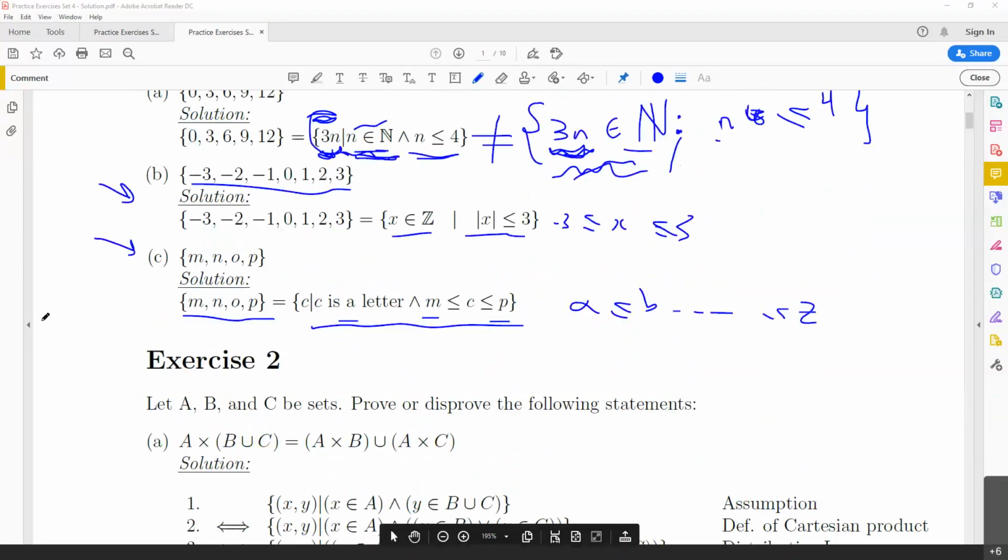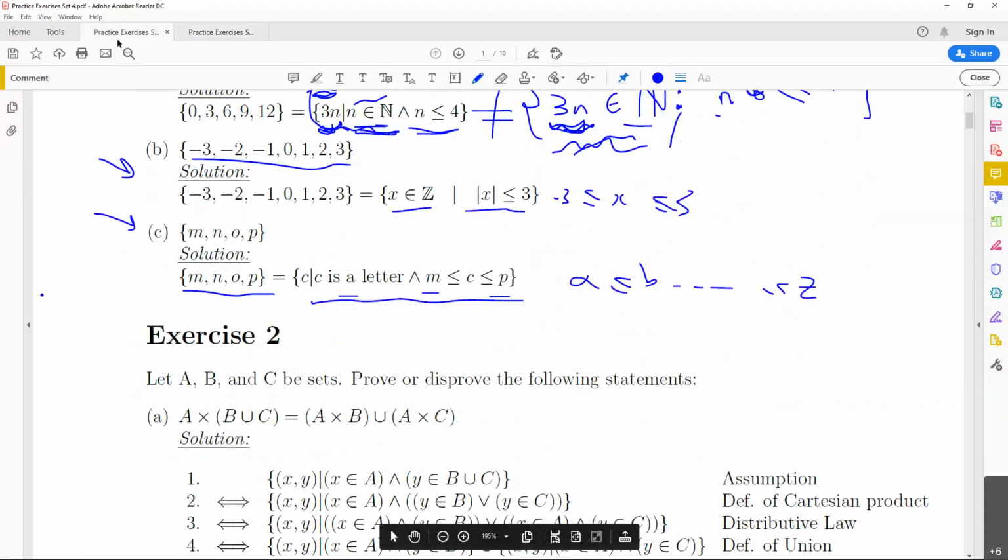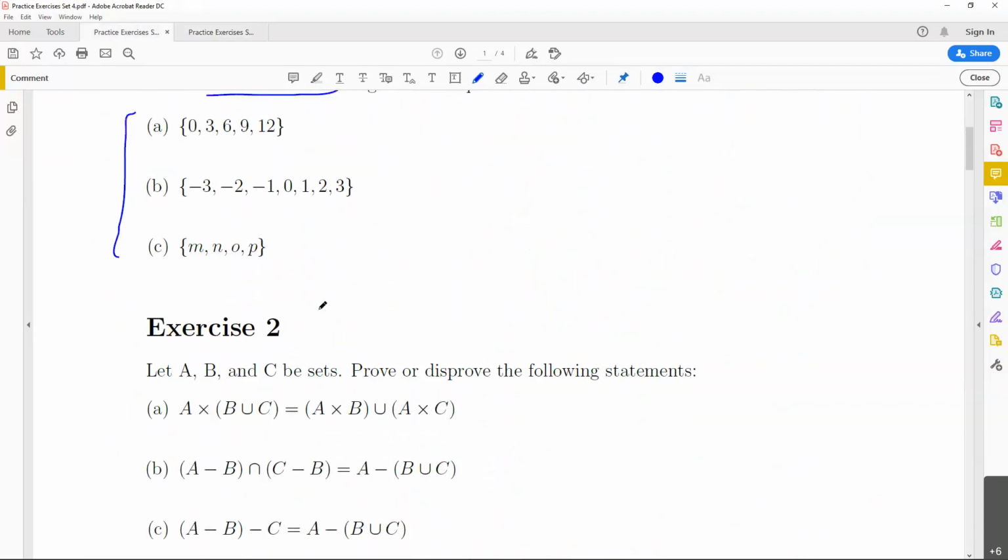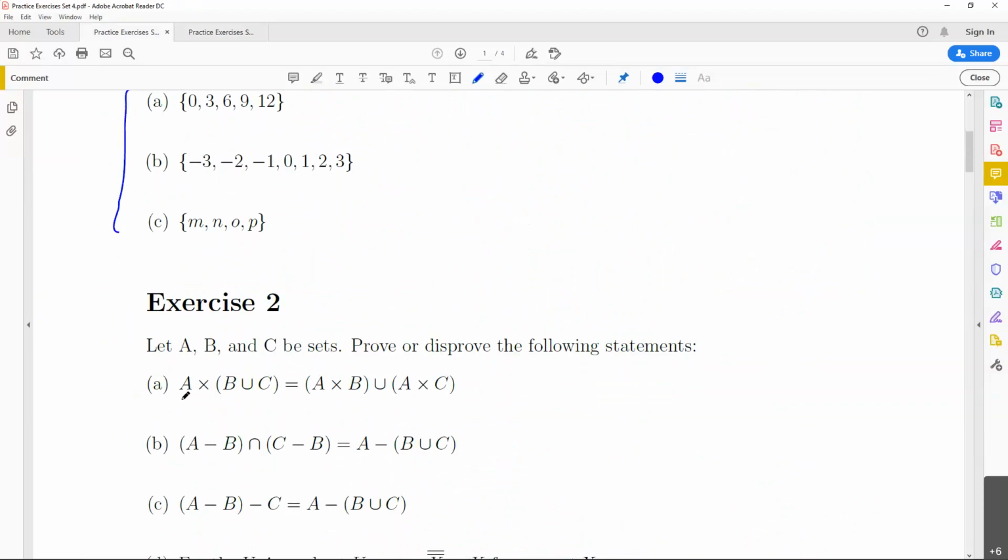Exercise 2. Let A, B, C be sets. We want to either prove or disprove the following statements. First one, A cross (B union C). Can we do like the distribution? Can we say now A cross B union A cross C? It's not exactly distribution, but is this equivalent? Well, it makes sense. It should be equivalent, right?